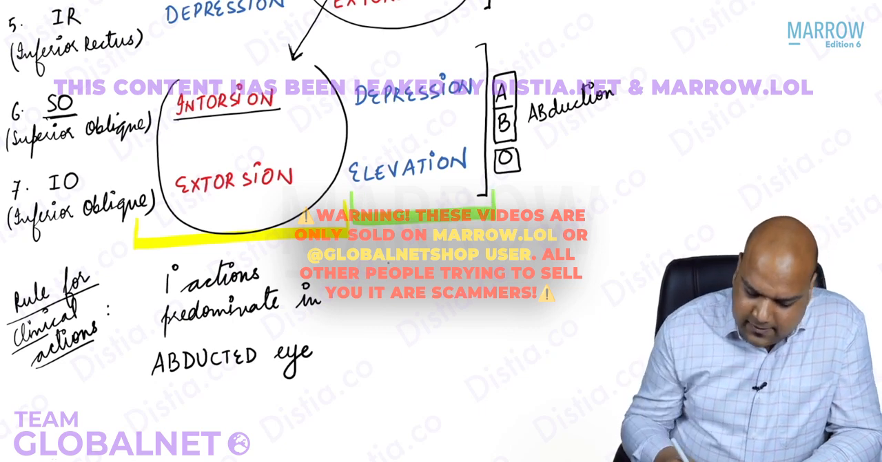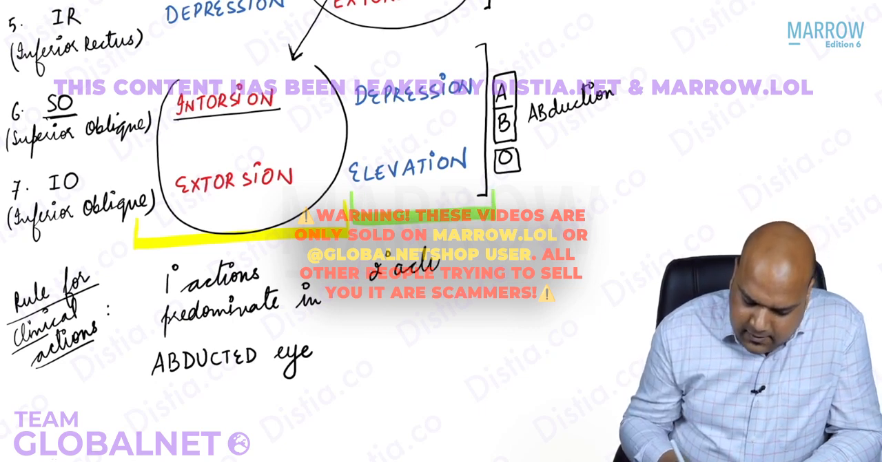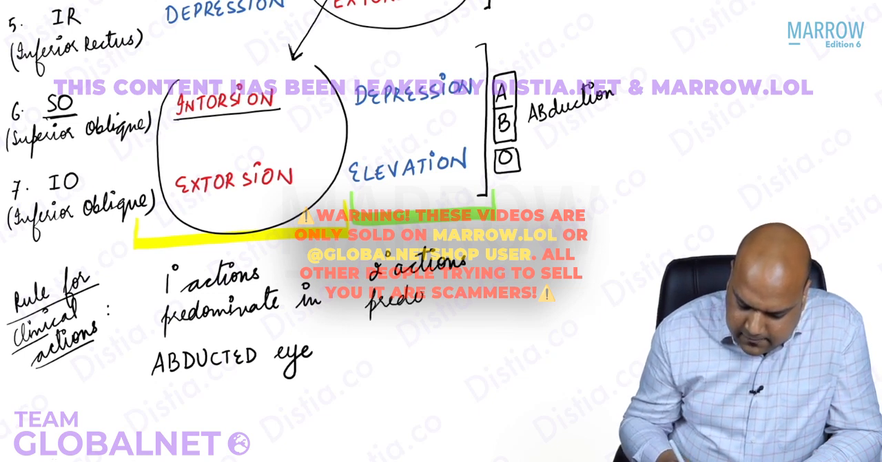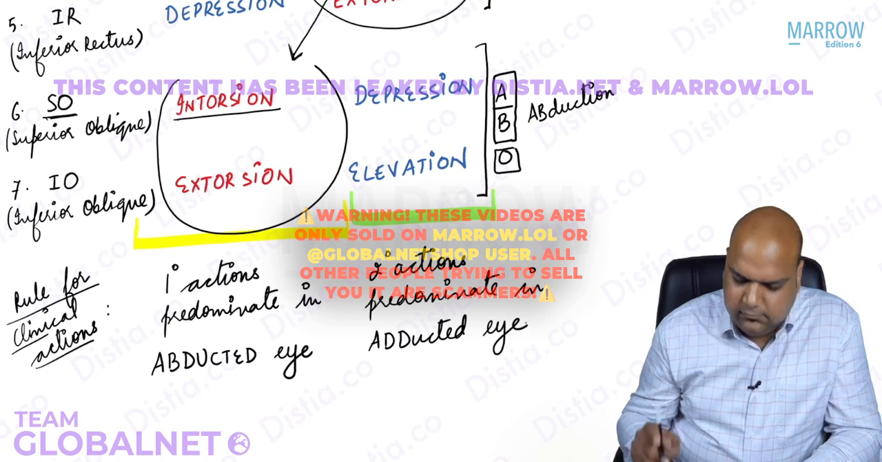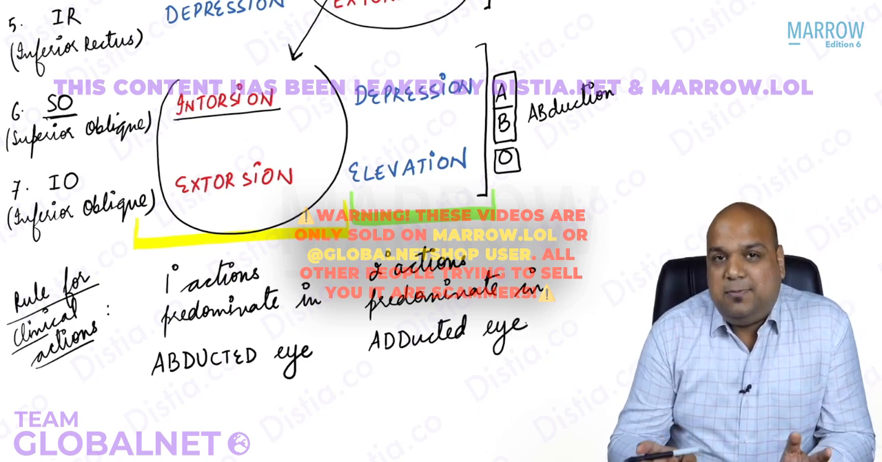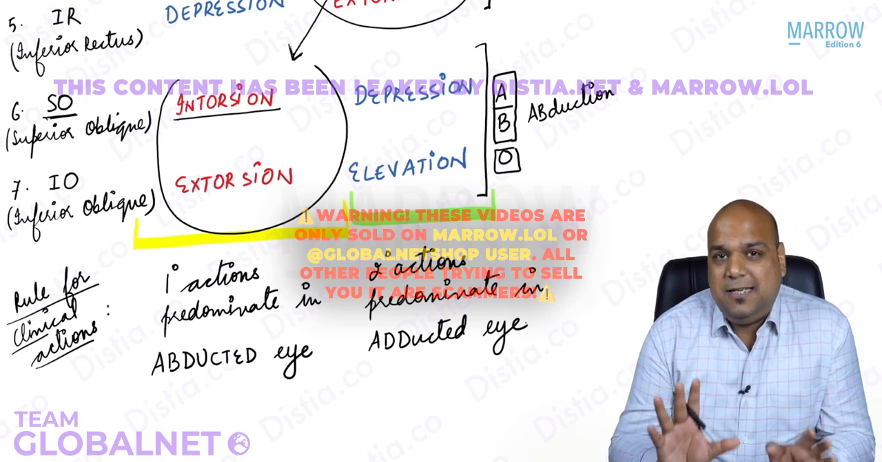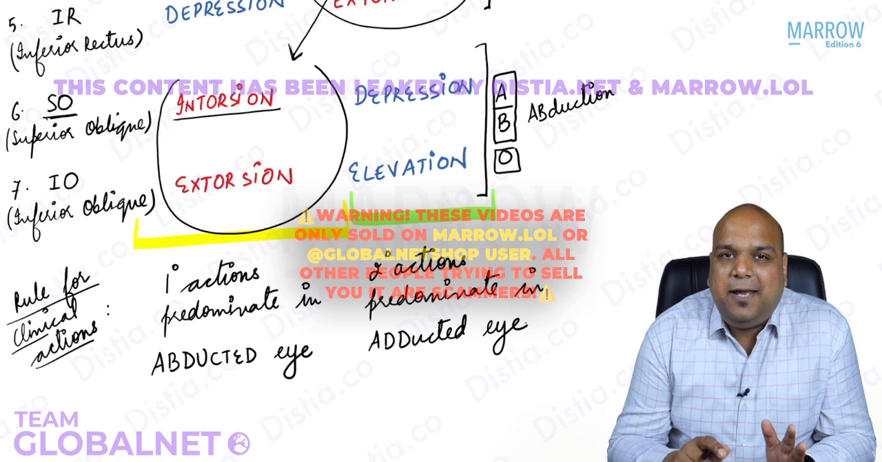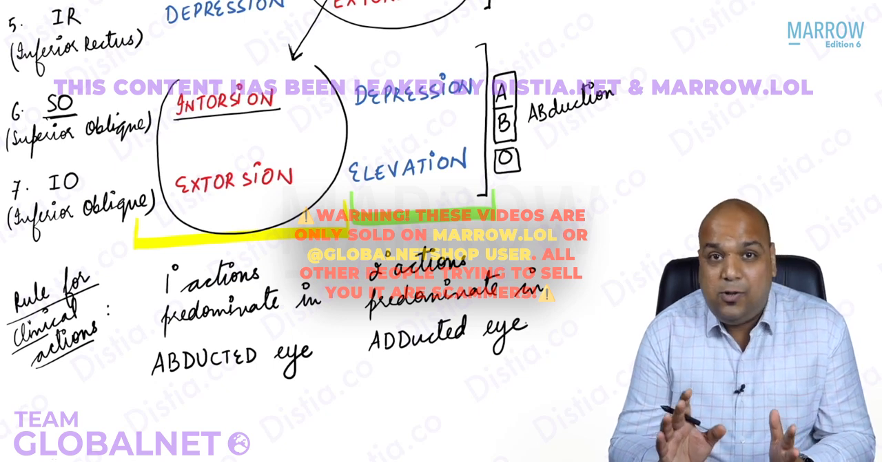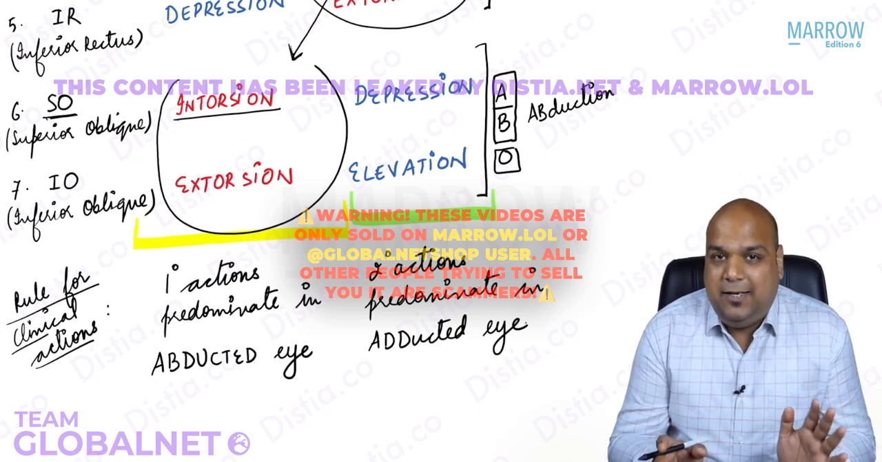whereas all the secondary actions of each muscle predominate in the adducted eye. Through whatever explanation I will give you in the next 5 minutes, this is the gist of it that we will arrive at: that all the primary actions predominate in an abducted eye and all the secondary actions predominate in an adducted eye.